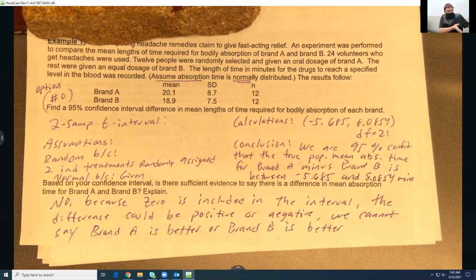If we had all negative numbers, we could say that brand B was better. If we had all positive numbers, we could say brand A was better, but we didn't. For those of you going into the medicine field, if you're comparing samples of people's medicines and looking at differences, all negatives mean that your first sample was worse than your second sample, and vice versa.